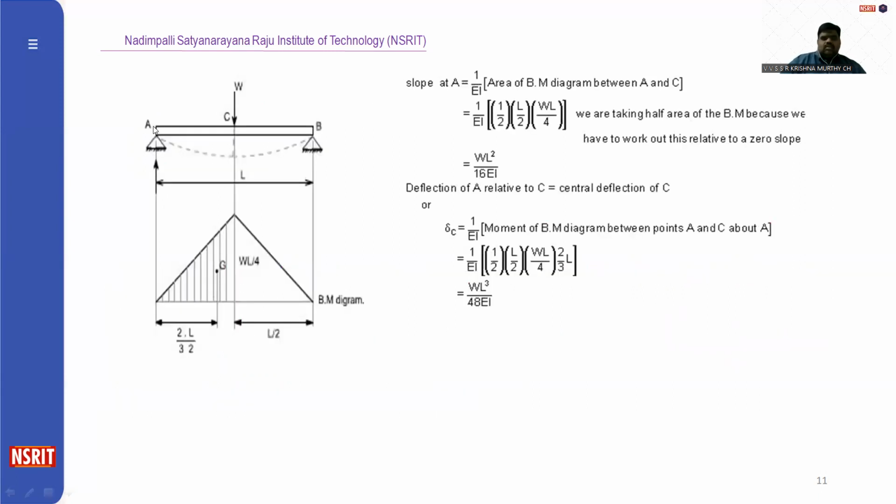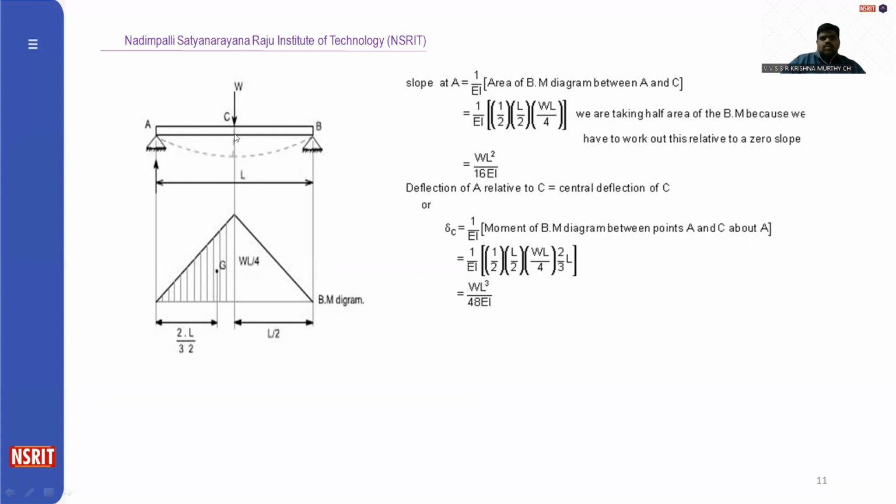So from the first theorem, slope at A is equal to 1 by EI, area of the bending moment diagram between A and C. So A to C will be a triangle. So 1 by EI, half, the length is L by 2, and the perpendicular due to the point load is WL by 4. So that is WL square by 16 EI.